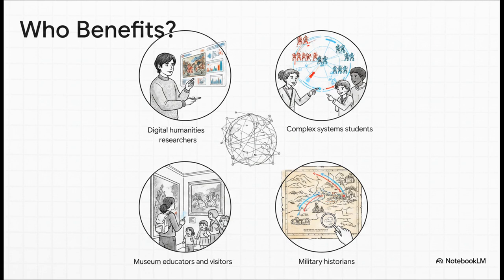Students can get a real gut-level feel for how complex systems work. Military historians can use this to explore Renaissance battle tactics. But just imagine this. You're in a museum, and you could actually interact with the painting and see the artist's choices about movement and energy play out right in front of you. How cool would that be?